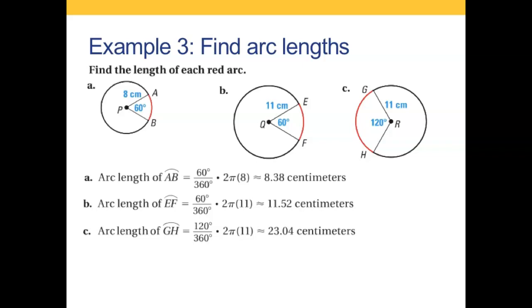You'll also notice here that this is exactly twice part B. And you'll notice actually both circles are the same because they have the same radius, 11 centimeters. But the arc length is different. So arc EF took up 1/6 of the circle, whereas arc GH took up 1/3 of the circle. So it is exactly twice the length of arc EF.